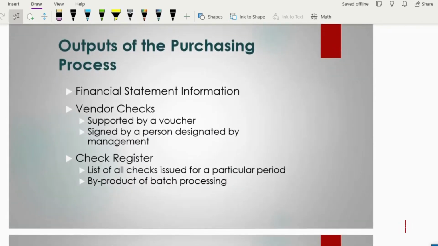So now let's talk about the outputs of the purchase process. Of course, purchases affect your financial statements. Then the vendor checks, another output which you want to generate from the system, that is how much money you are supposed to pay to the vendor. So you have to make the check for that, and it is supported by a voucher. And because companies have signatories, or designated management people who sign these payment checks, it should be signed by the management.